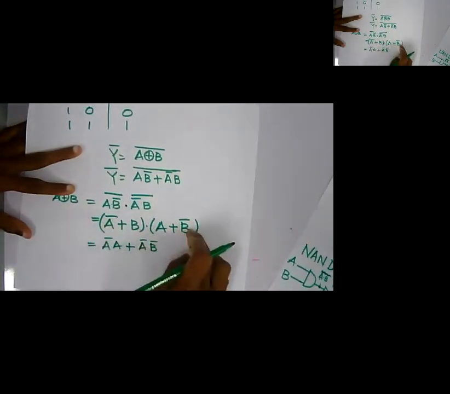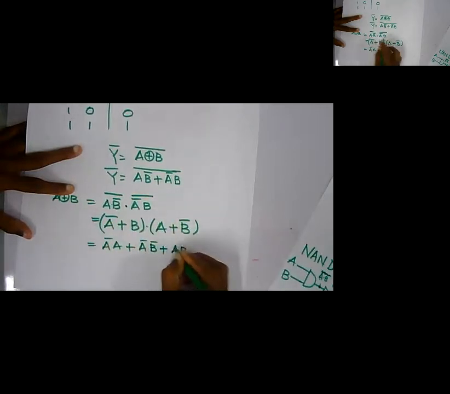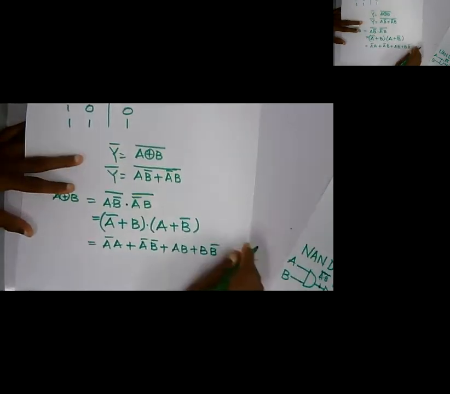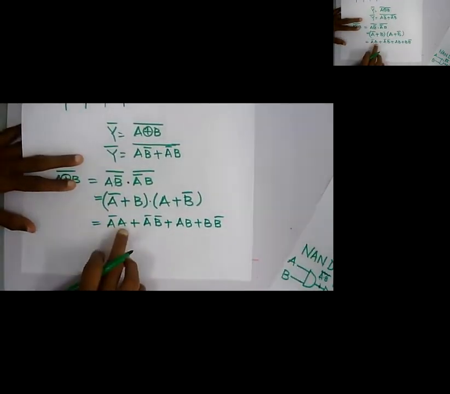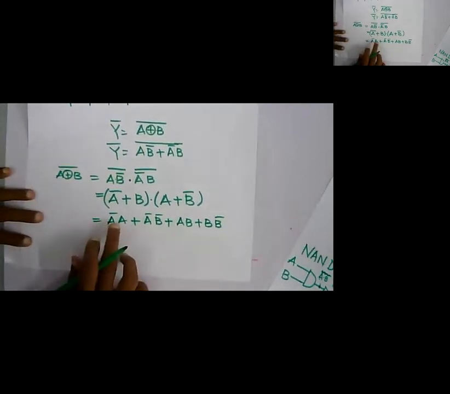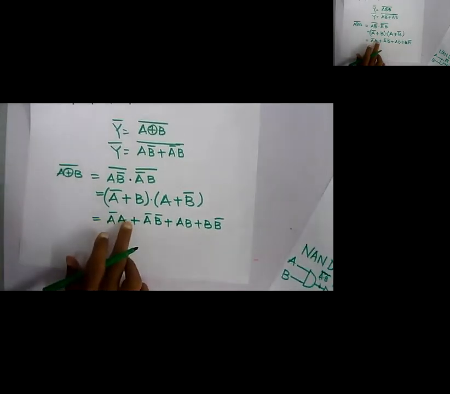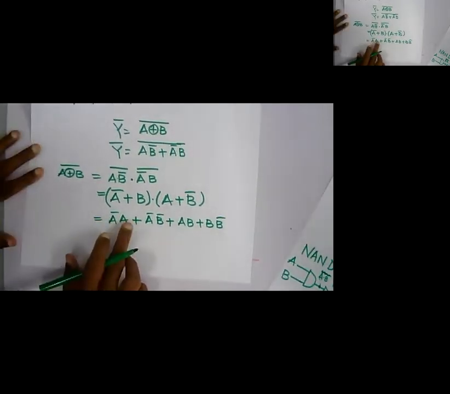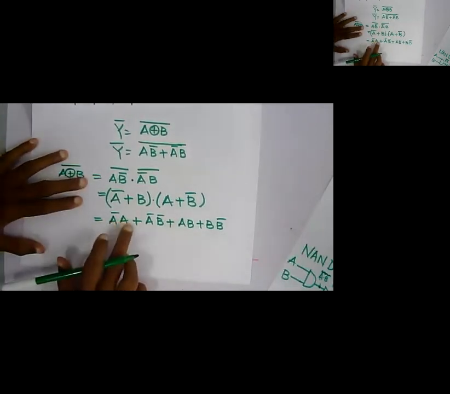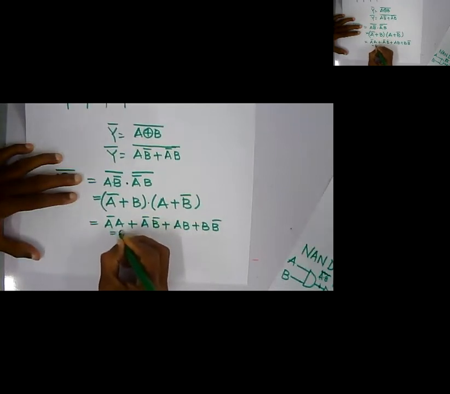A bar A bar B bar plus A B plus B B bar. We all know that A A bar is 0. Am I right? If A is 0, A bar is 1, and if A is 1, A bar is 0. So in any case, one of the two values will be 0. Hence, the multiplication is also 0. So I can say that this is 0.